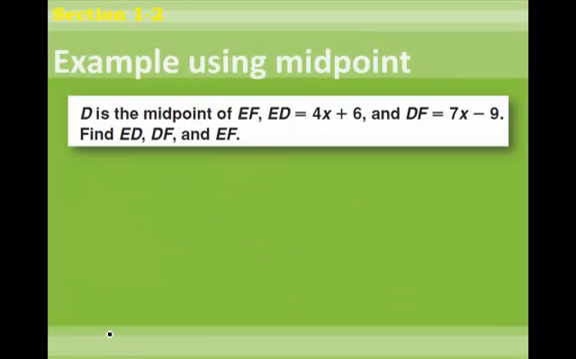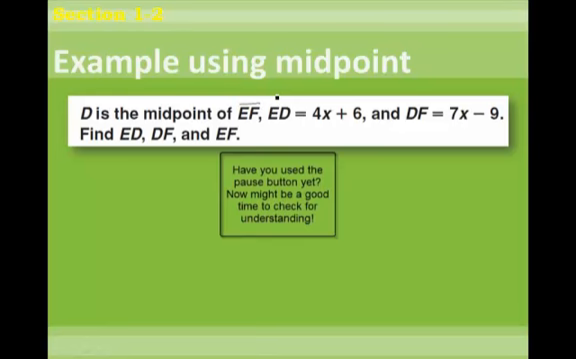So let's try this. If we know that D is the midpoint of segment EF, and I would argue that that should have a mark over it, segment EF, so that ED is represented by 4x plus 6 and DF is represented by 7x minus 9. We need to find the length of ED, DF, and EF. So first I want to get a picture. I'm a very visual person. I want to see what they're talking about here.